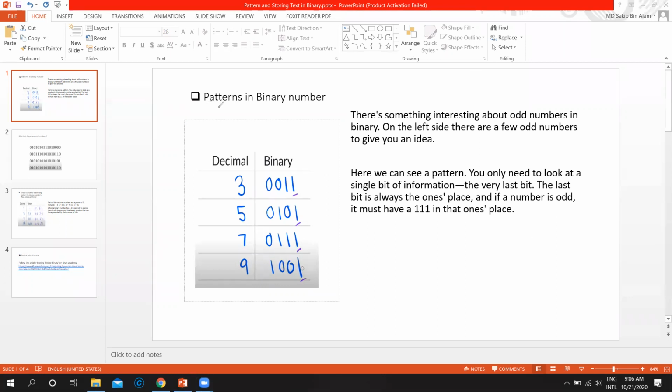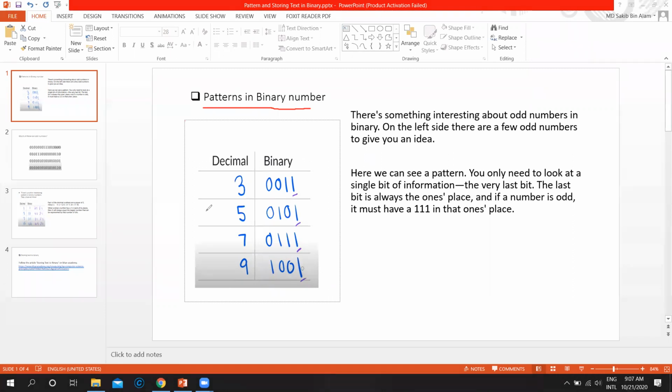Okay, patterns in binary number system. There are always some patterns. You will find some pattern in data, and you have to seek it. Pattern in data, pattern in the information. Also in the binary number system, we can see some patterns. It will make it easier to understand the concept.